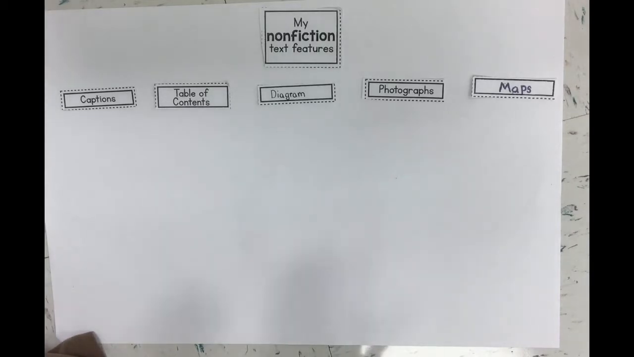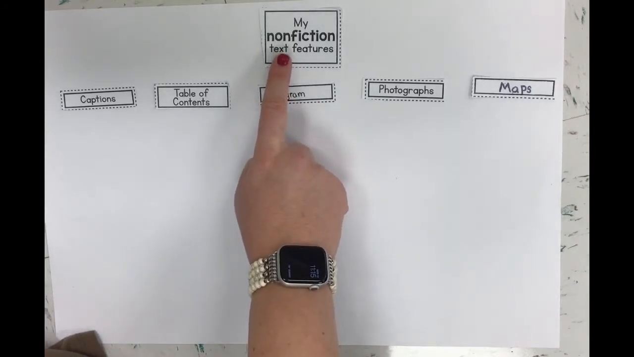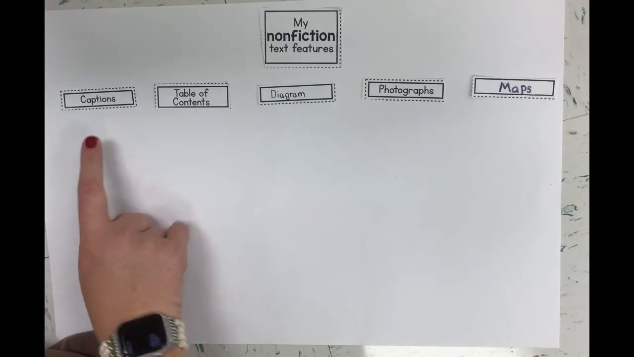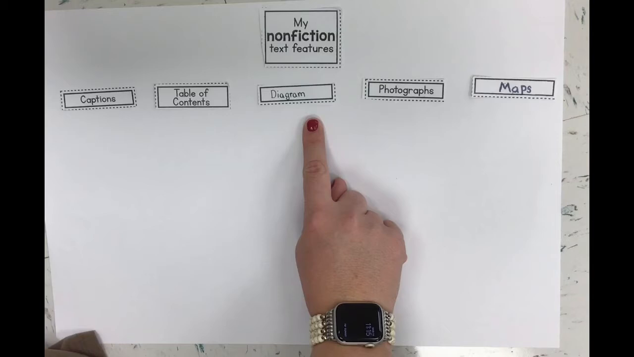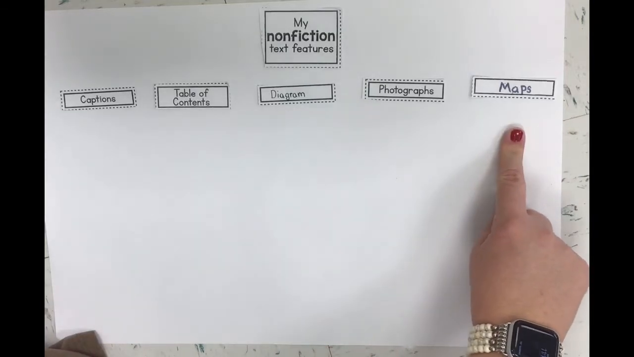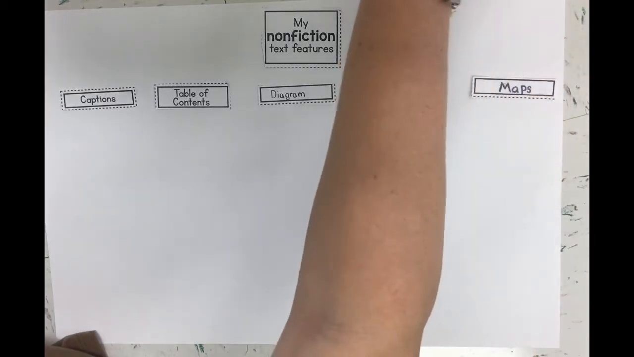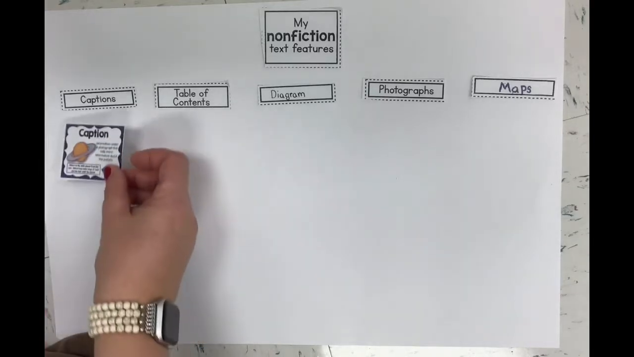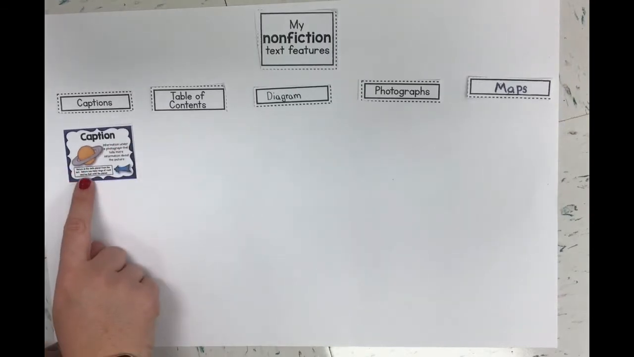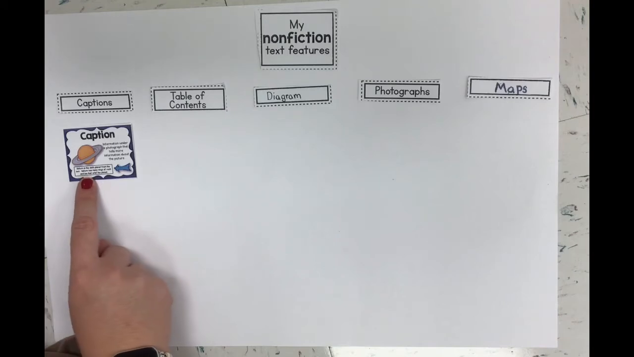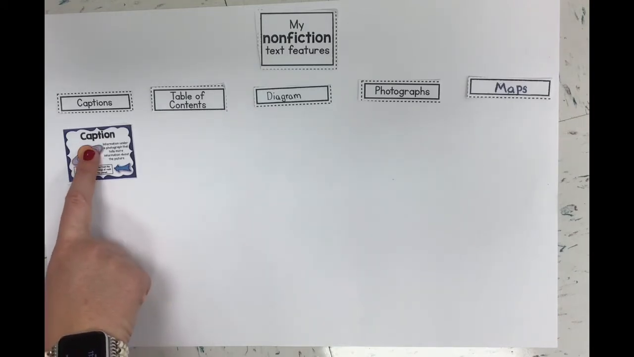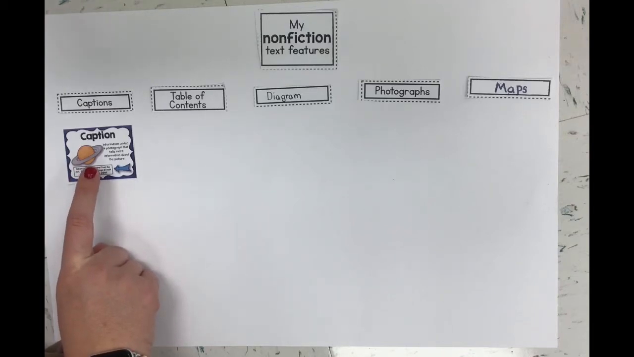So please make sure right now your paper looks like mine. When we keep on going, I want to make sure that you have everything in the proper place for your tree map. So my nonfiction text features at the top: captions, table of contents, diagram, photographs, and maps. Then I'm going to grab my colorful pictures of each. Now the first one that I'm going to find is the captions. And your caption one is the planet with the caption underneath. So the caption is usually underneath a photograph, sometimes an illustration, and it tells us more about the picture. That is a very important text feature, and we have to make sure we always read our captions.